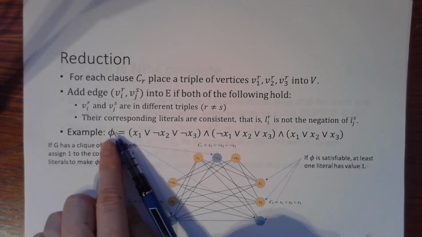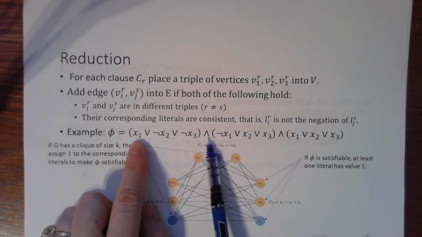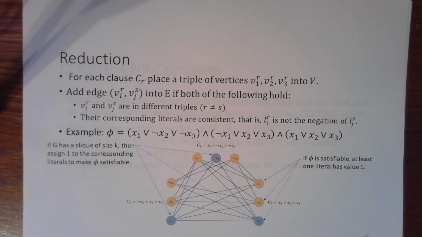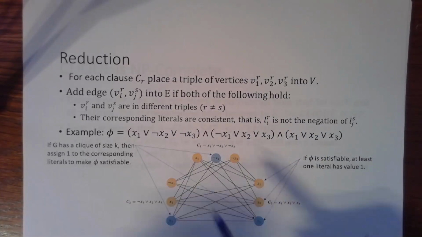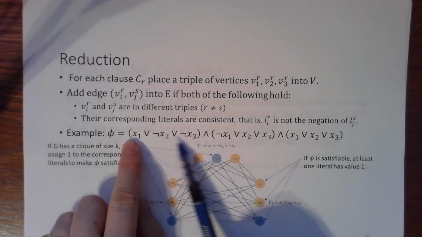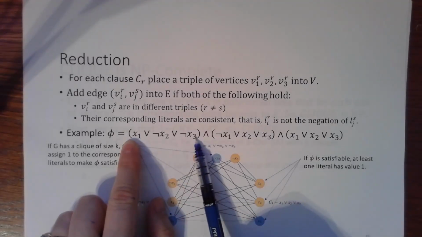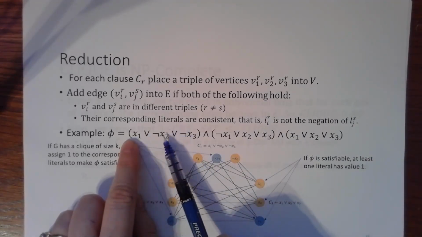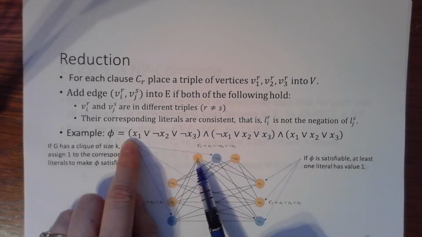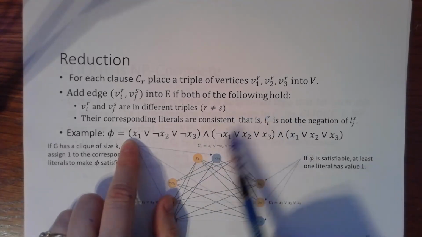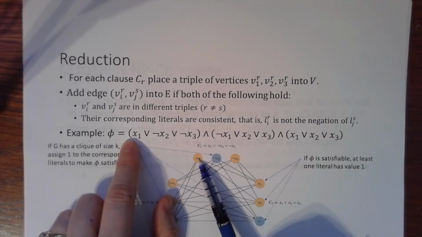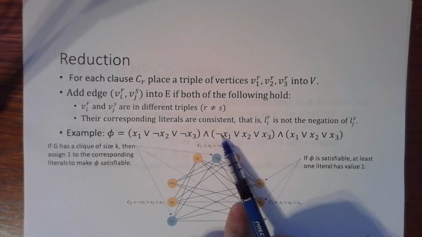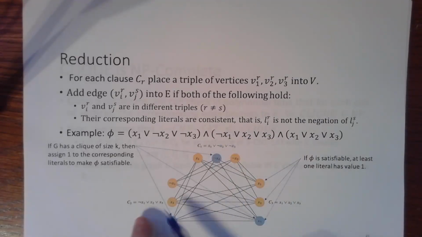So let's say I've got a formula in 3CNF. Notice this is a conjunction of disjunctions, and each disjunction has 3 distinct literals in it. So this is clause number 1. Okay, and so I'm going to make a vertex essentially for each one of the literals. So this is going to be V1,1, V2,1, V3,1. Okay, I look at the next clause. This is clause 2. That's over here.